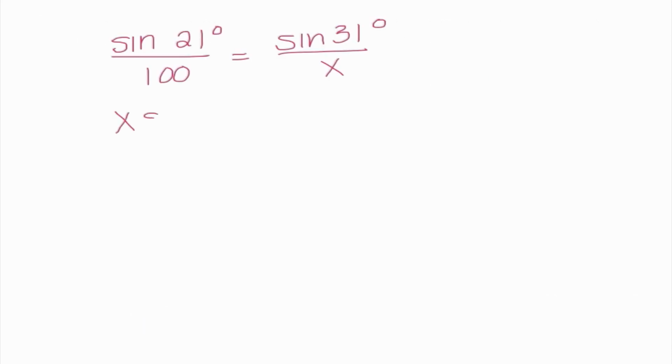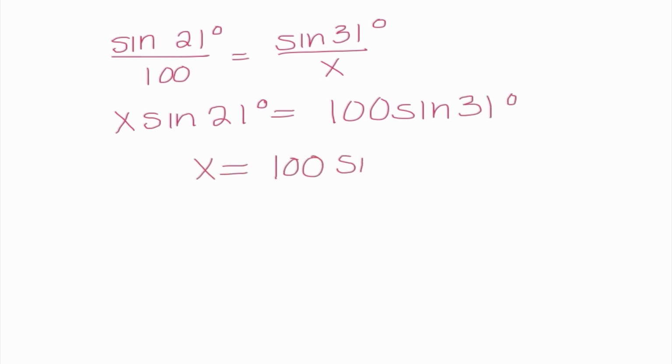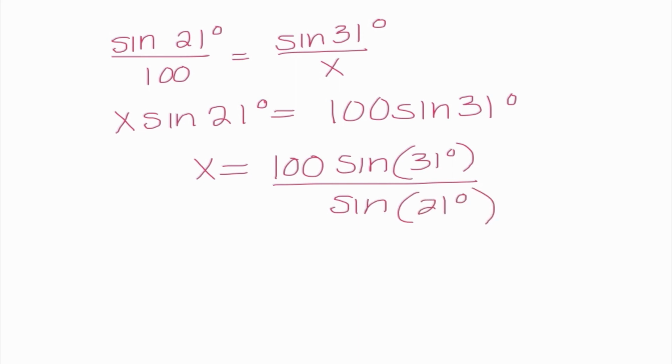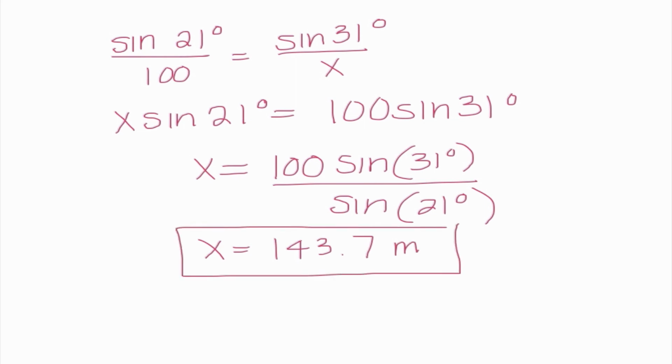So I'm going to go ahead and cross multiply here. So I have x times the sine of 21 degrees equals 100 times the sine of 31 degrees. And then I need to divide both sides by the sine of 21. And this is something then I can go ahead and put into my calculator. And I end up getting that x is equal to 143.7 meters.